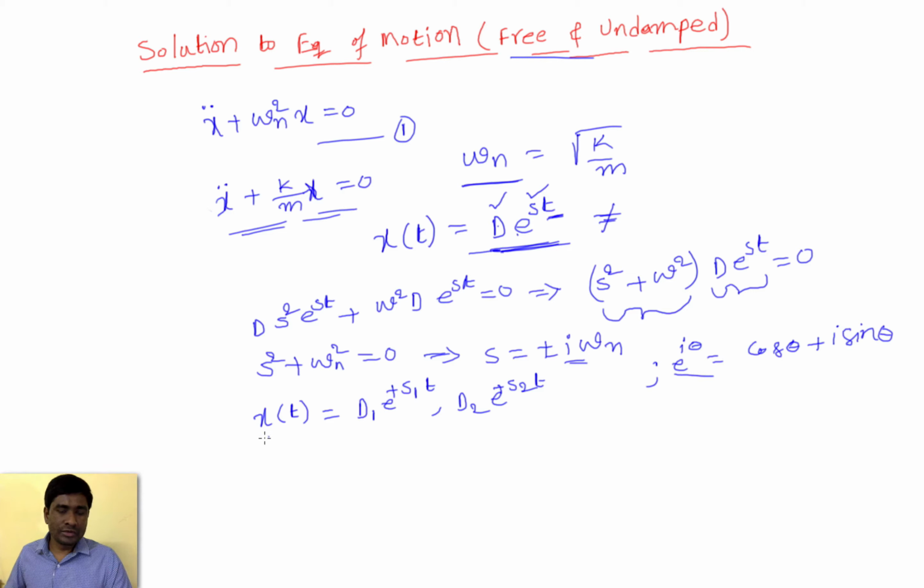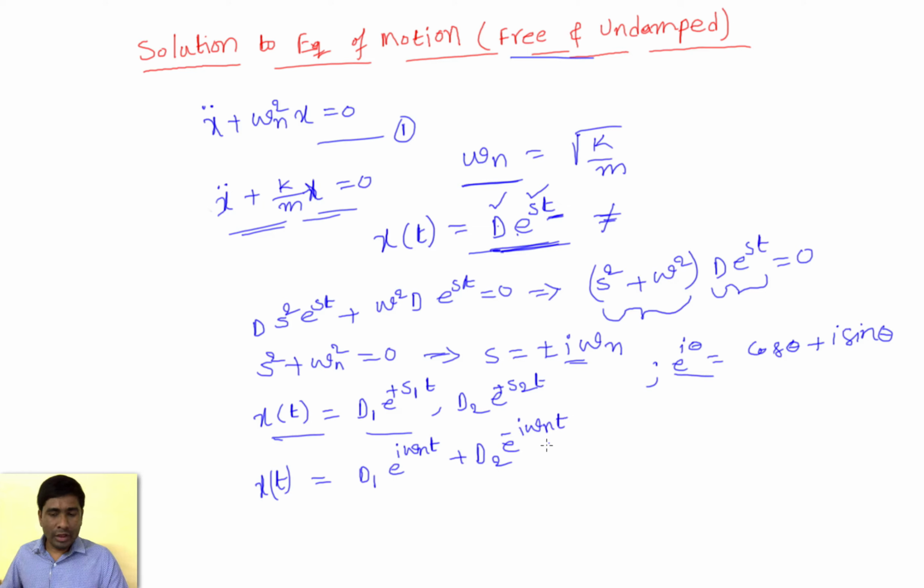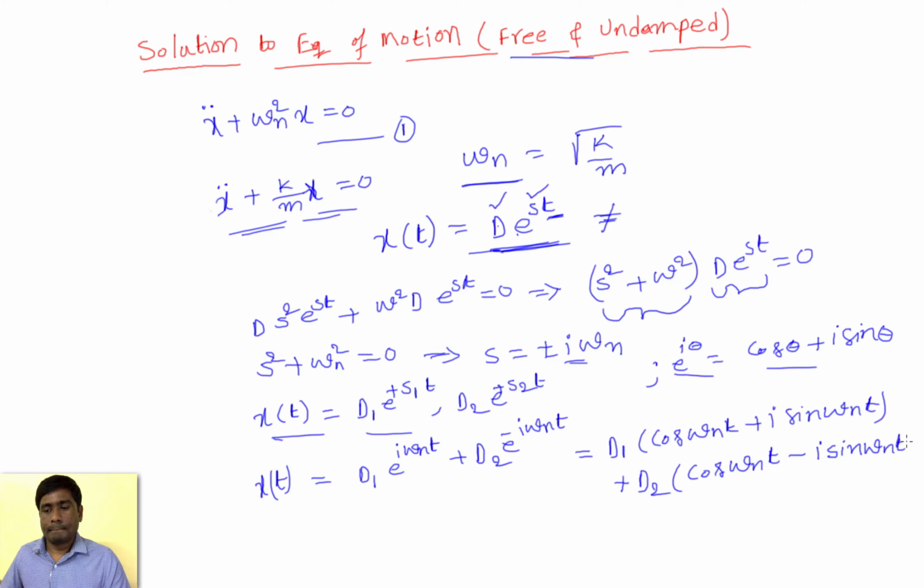If I substitute this, the final equation can be written like this: x of t equal to D1 e power s1 t plus D2 e power s2 t, but s1 is i omega n and s2 is minus i omega n. So D1 e power i omega n t plus D2 e power minus i omega n t, and e power i omega n t can be written in this way. So I will take cos omega n t common.